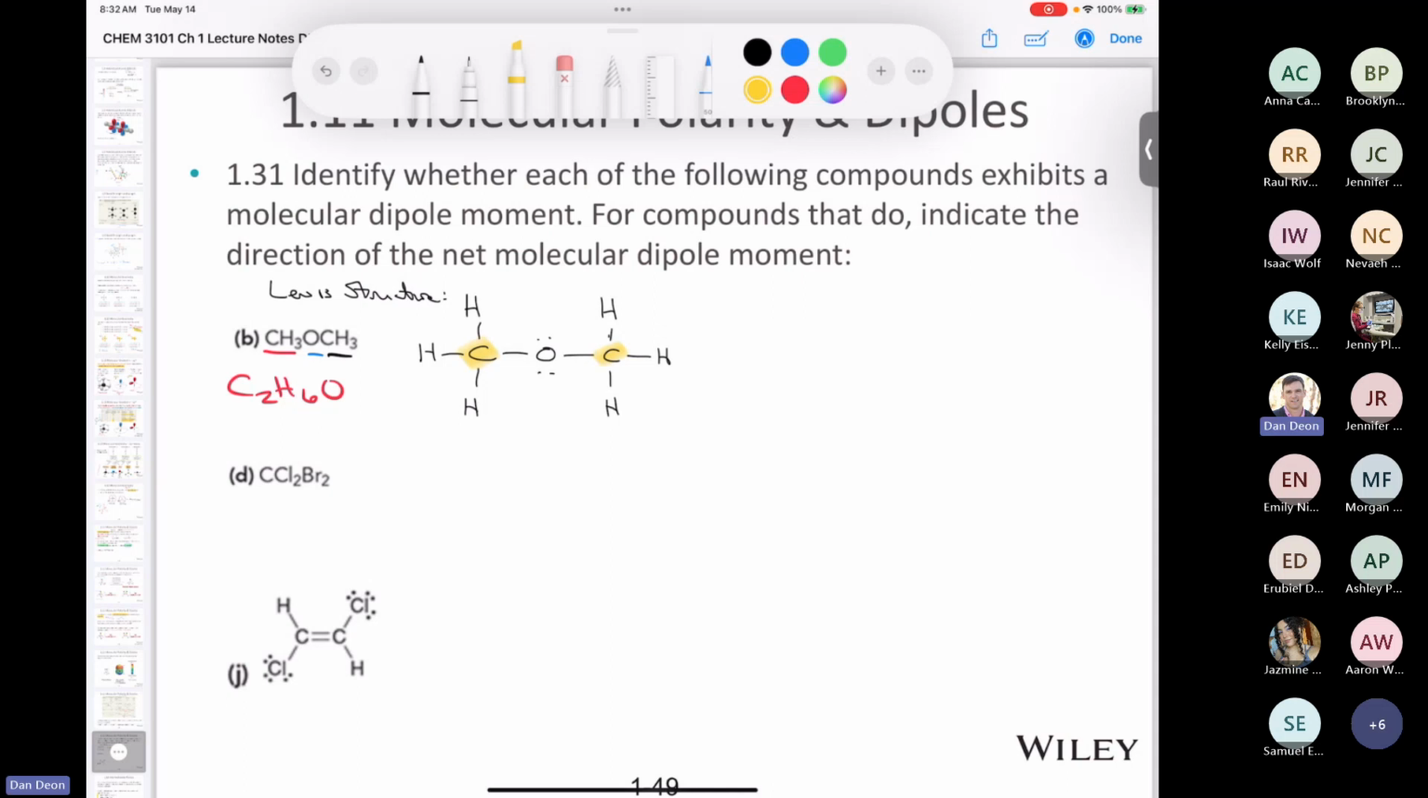Is that a polar bond? Absolutely it is, right? Oxygen has an electronegativity of 3.5. Carbon is 2.5. The difference is 1. So this is considered a polar bond.